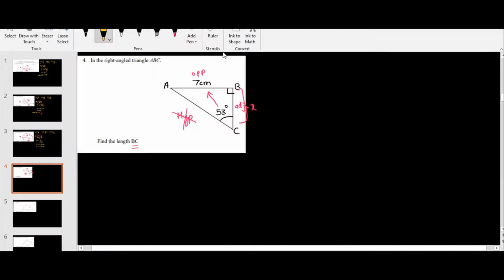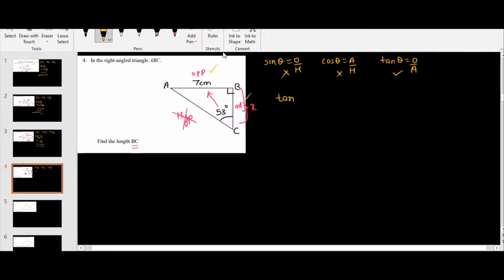Again, I'm going to write three formulas. Sine theta equals opposite upon hypotenuse. Cos theta equals adjacent upon hypotenuse. Tan theta equals opposite upon adjacent. Out of these three formulas, I will use the formula which has opposite and adjacent and should not have hypotenuse, because the hypotenuse is not required. Sine theta has hypotenuse, so I cannot use this. Cos theta also has hypotenuse, cannot use this. So we have to use tan theta.